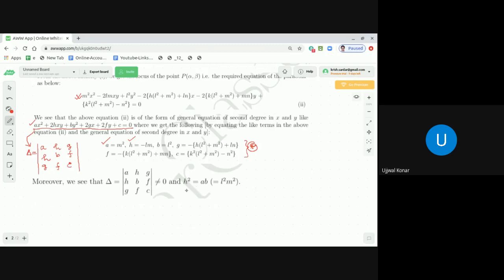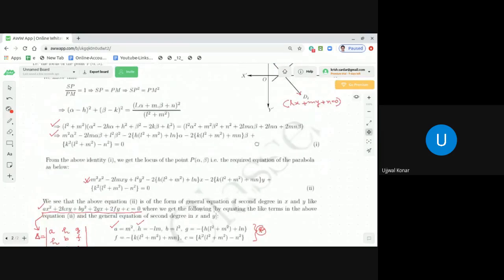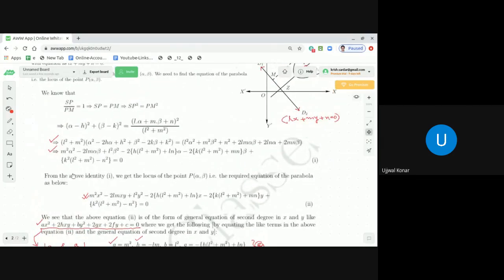And also you will see that h square is equal to AB. H square equal to AB in context to our discussion, that is equal to L square into M square. So dear students, with this we are able to understand how the generic form of a parabola looks like. The generic form of a parabola, if I just say once more, is with focus at the point h comma k, and the directrix having the equation Lx plus my plus n equal to 0. Then the equation of the parabola will be like this.